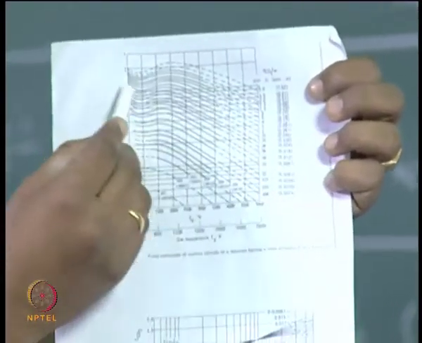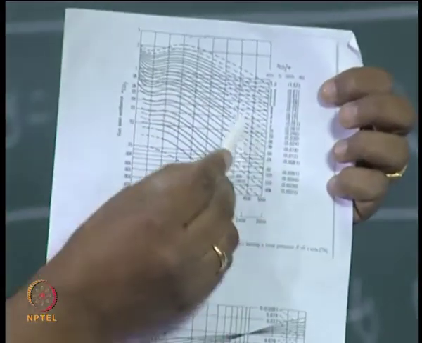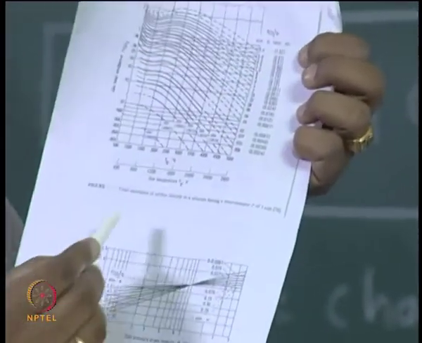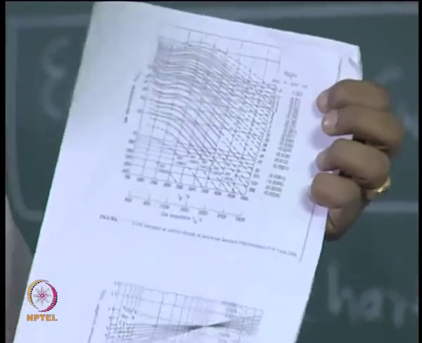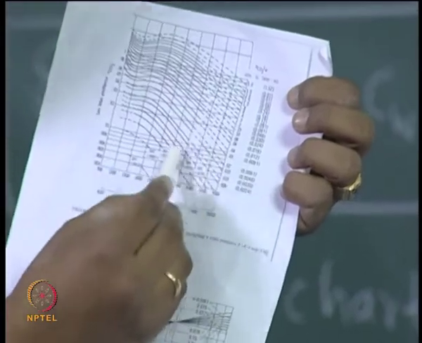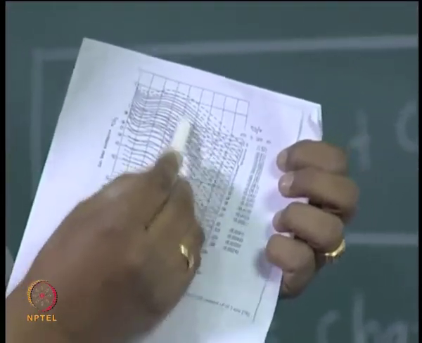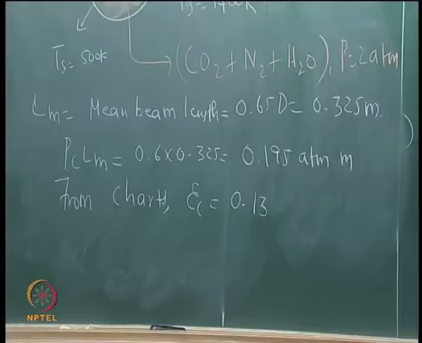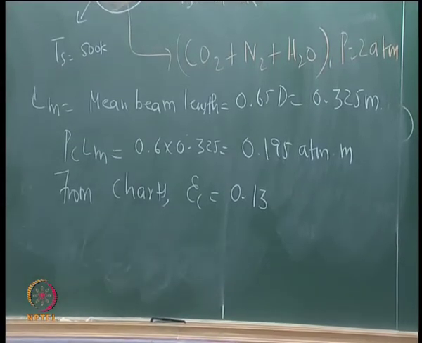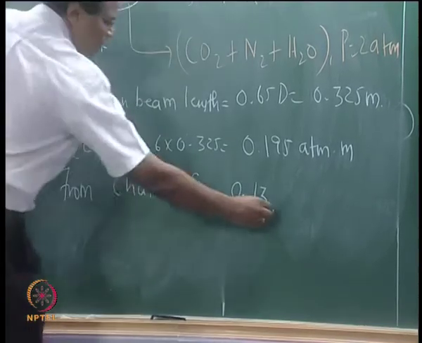It is somewhere here in the middle, okay, and then Tg, what is the temperature? 1500, so it is in this region, okay, 1400, okay, so it is somewhere in this region. What is the answer? 0.13, okay, you got it.